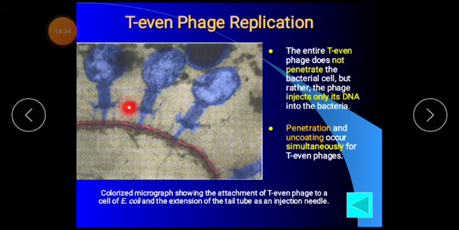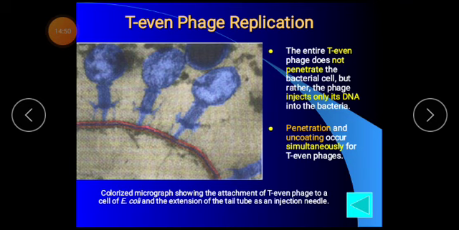T-even phage, this is its magnification under the microscope. So this is what we call T-even phage. This is likely to be the head of the phage, and this is likely to be the tail. This is how it looks in the cell.